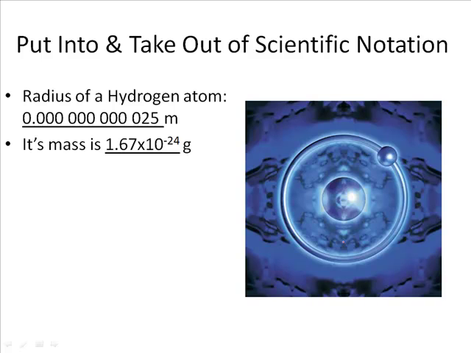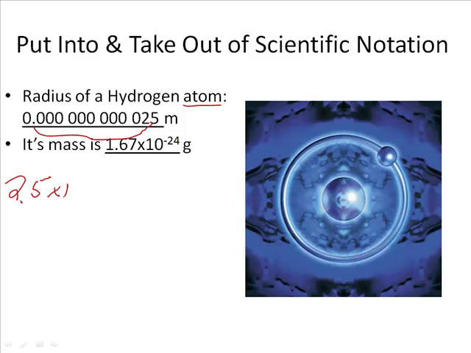Okay, again, put in and take out of scientific notation. This year we're going to deal with a lot of atoms and atomic structures and stuff, and we're going to deal with lots of little tiny structures here. So it says the radius is that big, or that small I should say. So let's put that into scientific notation. Move the decimal from here to there.